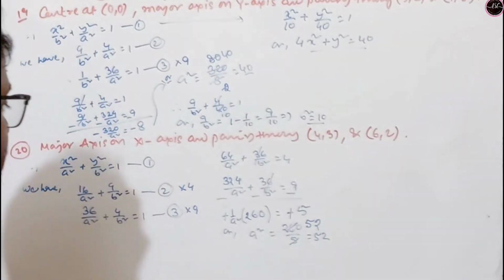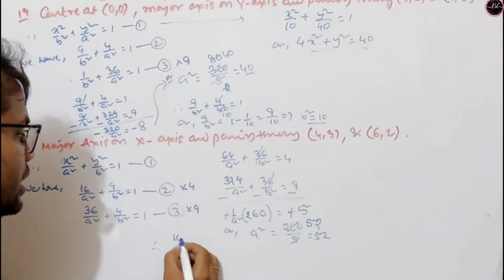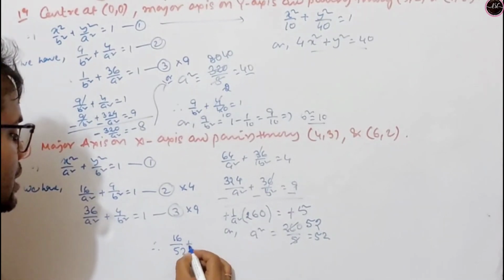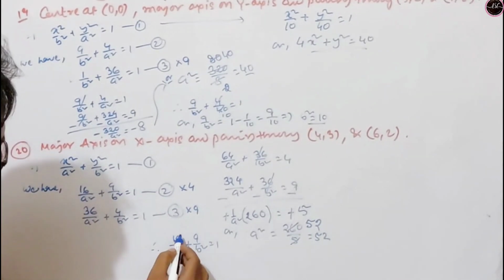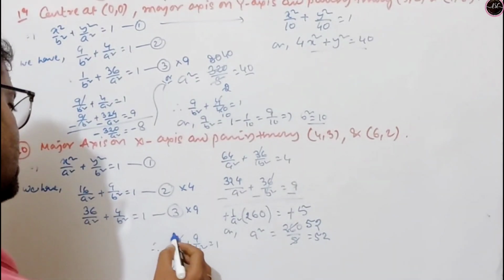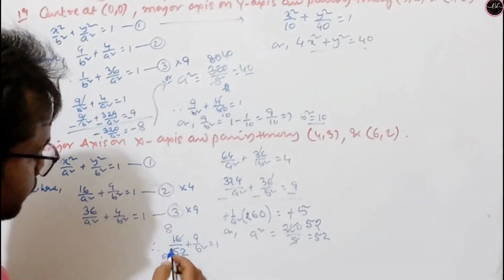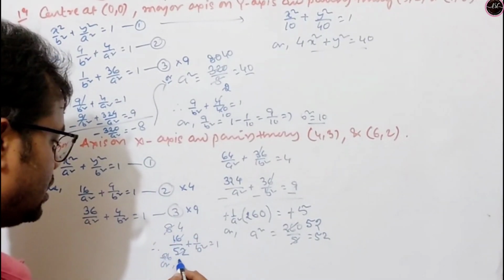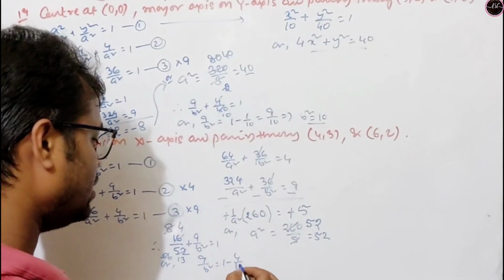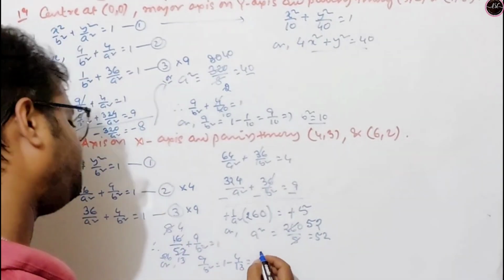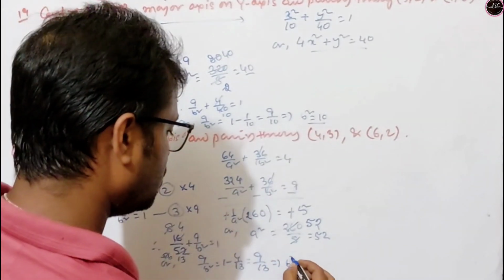Now put the value of a square in equation 2. We have 16 by 52 plus 9 by b square equal to 1. Just cancel out 4, and here it is 4 by 13. So 9 by b square equal to 1 minus 4 by 13, so this is 9 by 13. So from here b square equal to 13.